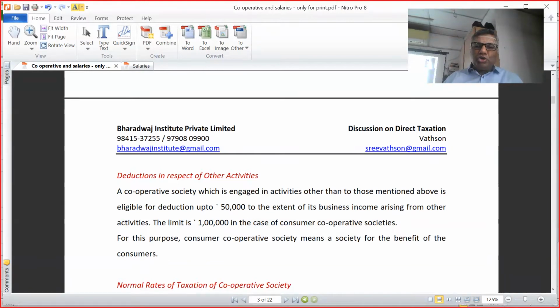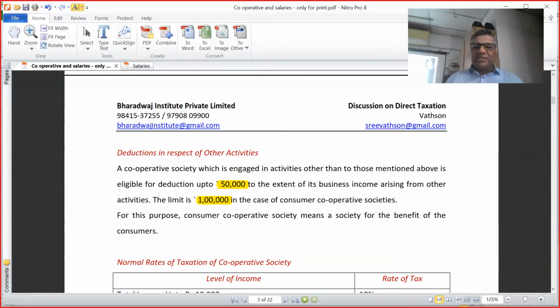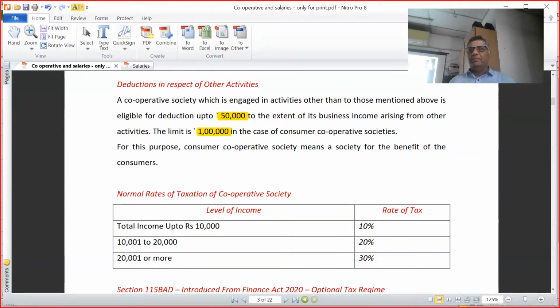A cooperative society which is engaged in activities other than those mentioned above will get a standard deduction of 50,000, and 1 lakh if it is a consumer cooperative society. Otherwise, 50,000 is the standard deduction, and the rate of taxation is interesting here. They are taxable from rupee 1, like companies. Up to 10,000, 10%, 10 to 20, 20%, more than 20, 30%. Read up to this, then we'll go to 115BAD.